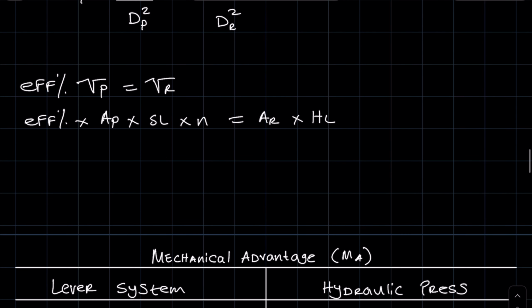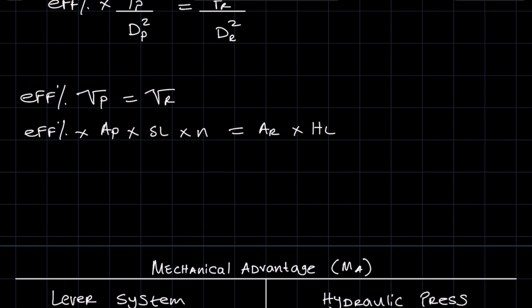Similarly, with the volume of fluid being displaced by the plunger and the volume of fluid being received by the ram. Since this is on the plunger side of the hydraulic press, we take this as in, and it means that between the two quantities we multiply VP by the efficiency. As we know by now, VP is equal to the area of the plunger times the stroke length times the number of strokes, and VR is equal to the area of the ram times the height the ram is being lifted.